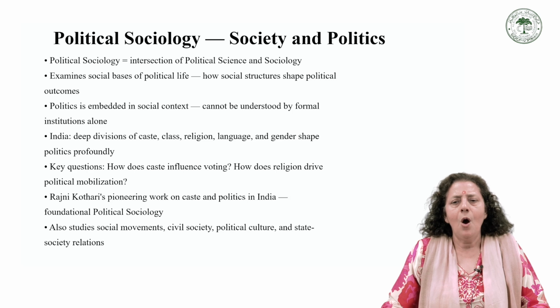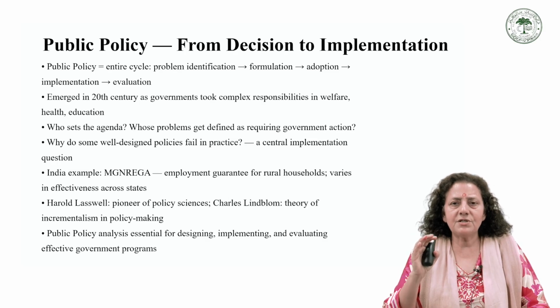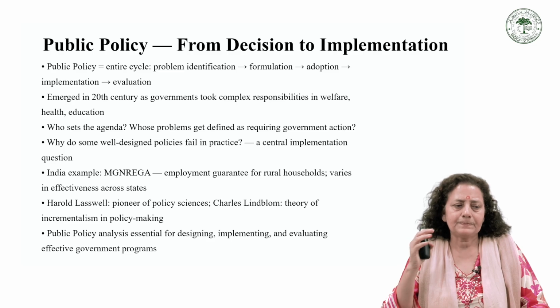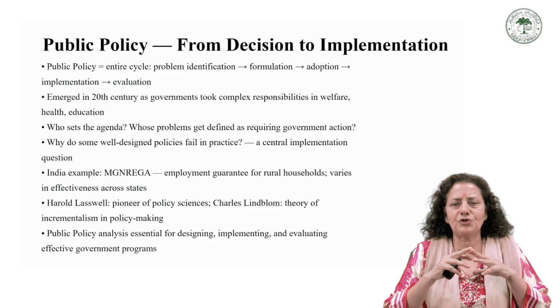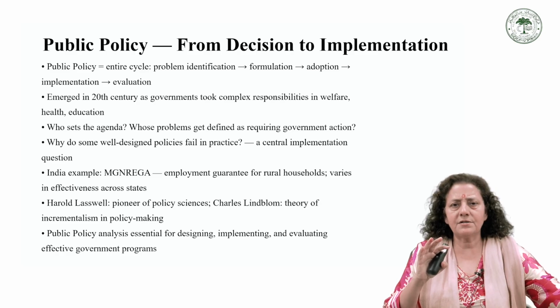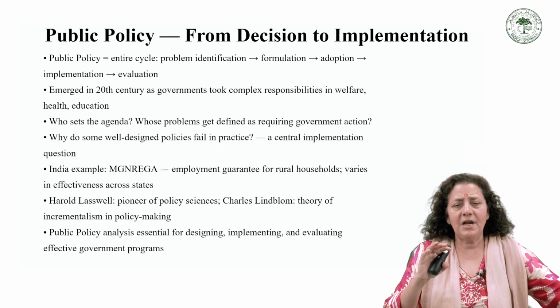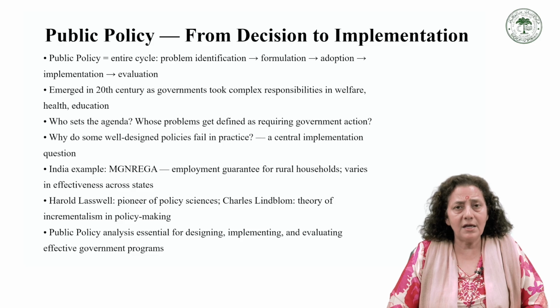Political sociology also studies social movements, civil society, political culture, the sociology of political parties, and the relationship between state and society in democratic and non-democratic political systems. The sixth major subdiscipline is public policy, which is concerned with the entire cycle of government decision making, from the identification of social problems requiring government action through the formulation and adoption of policies to address these problems to their implementation and evaluation.